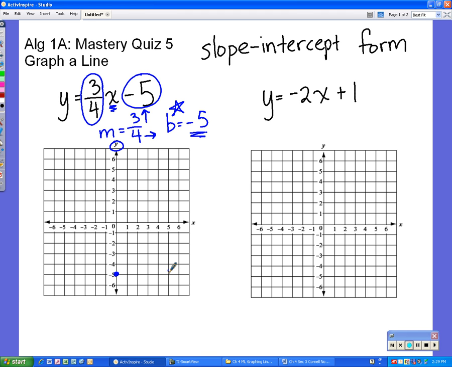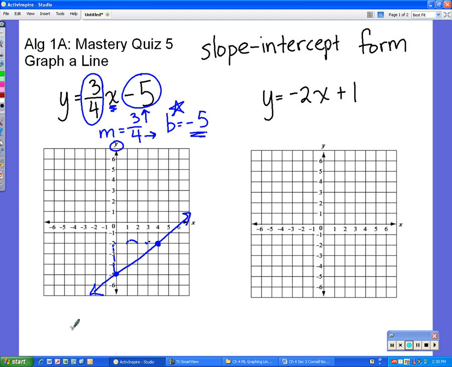So that means that starting at the negative 5 dot we already made, we are going to count up 3 boxes and right 4 boxes. 1, 2, 3 up, 1, 2, 3, 4 over, and we make a dot when we're finished with all of that. And then we connect the 2 dots with a straight line. And we have successfully graphed the equation y equals 3 over 4x minus 5.